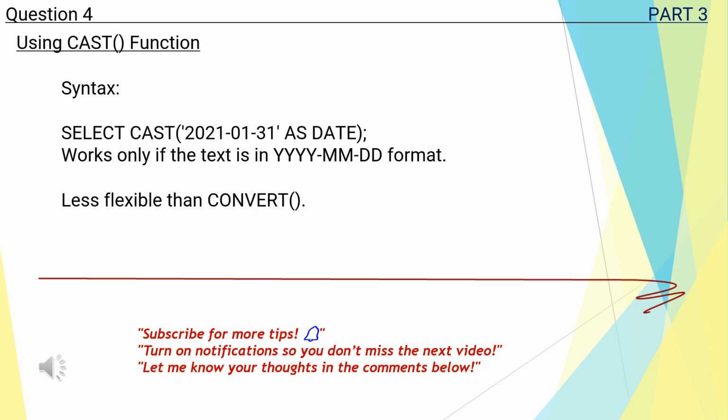The CAST function is another method to convert text into a date, but it requires the format to be YYYYMMDD. If the text is not in this format, CAST may not work correctly.